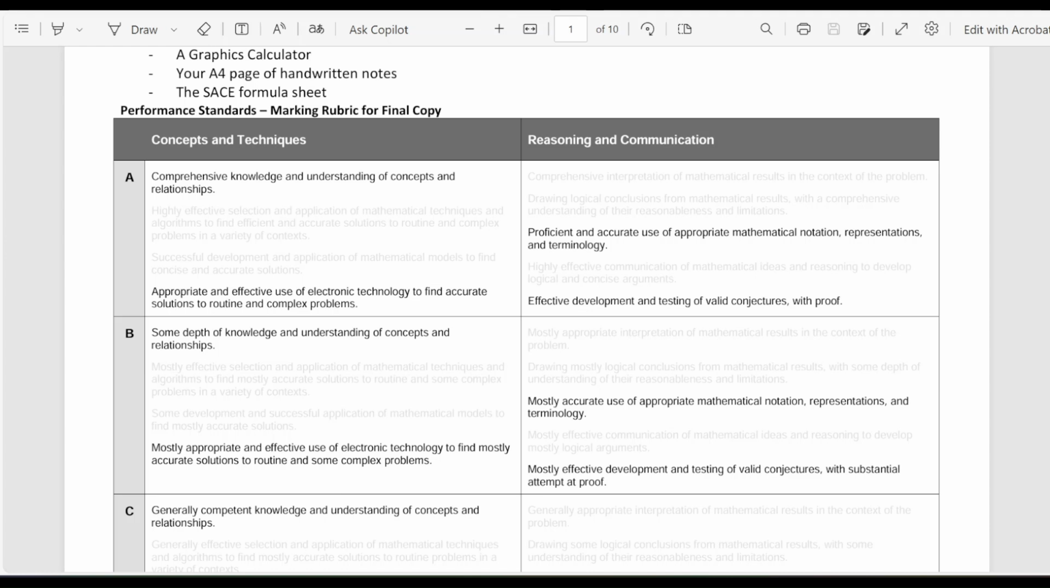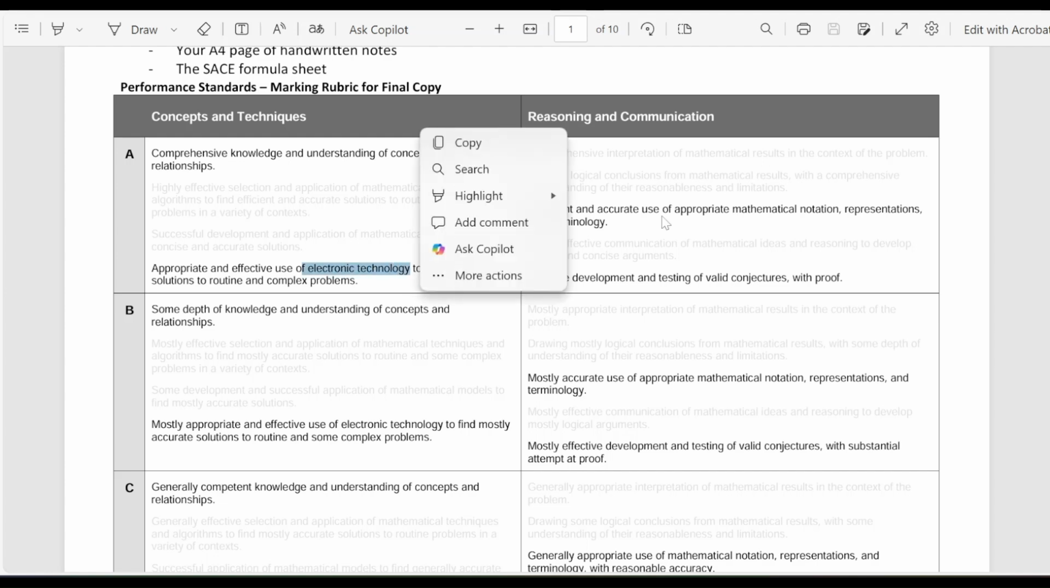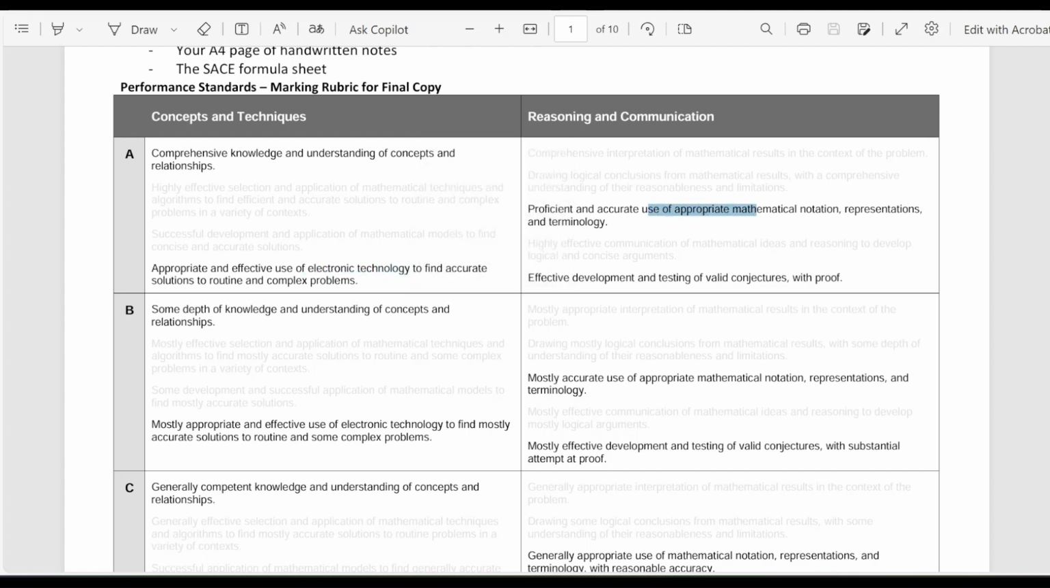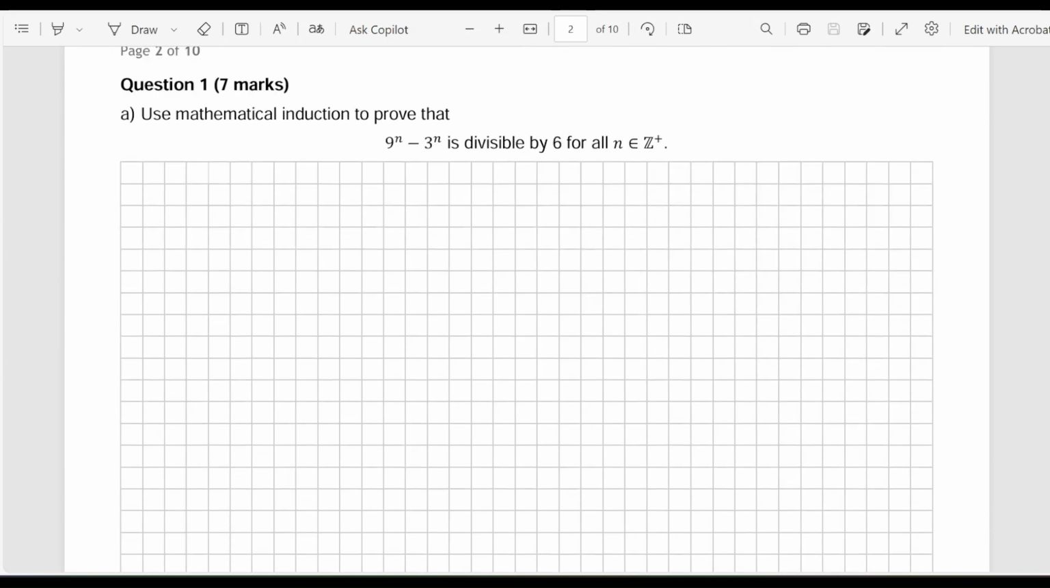All right, so these are the performance standards we're being assessed on. First one is, do you know what you're talking about? Then can you use your calculator? Can you use good notation? And can you do proofs? So I'm hoping it does make sense that these are tested on an induction test.